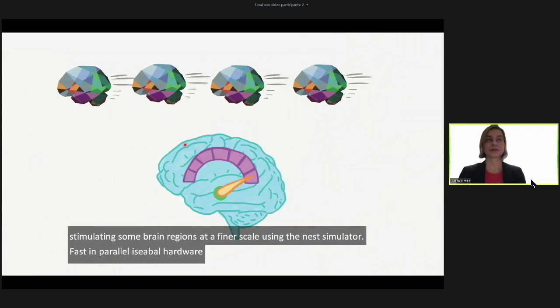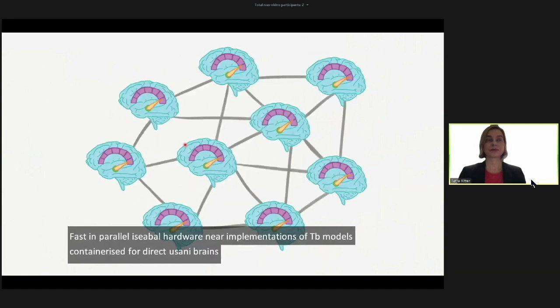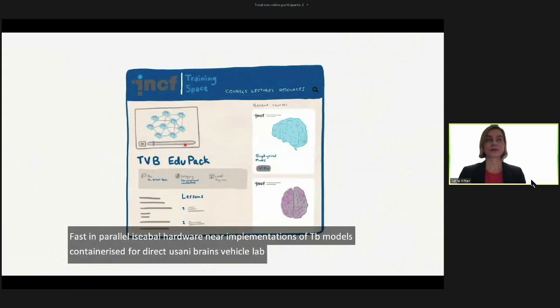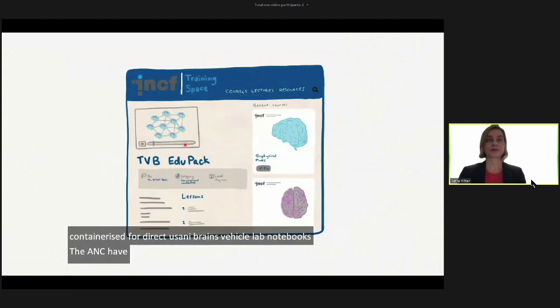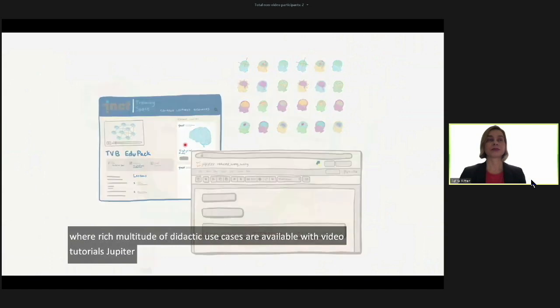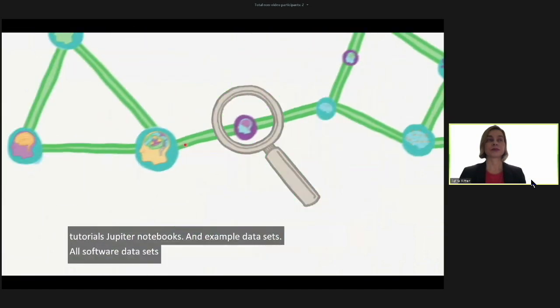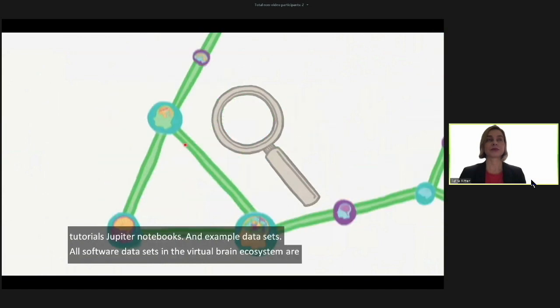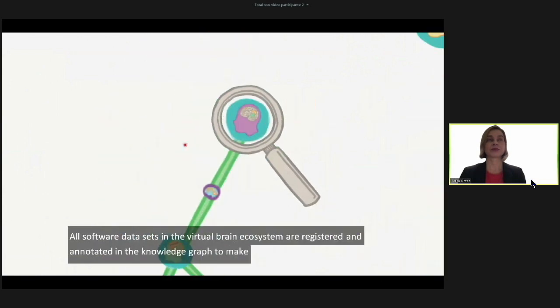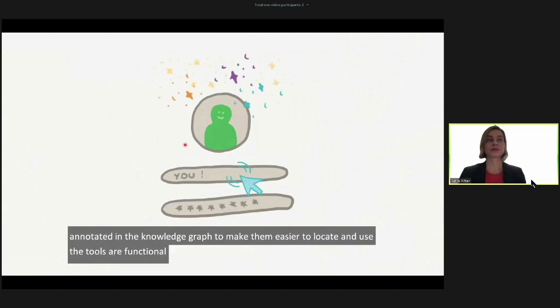TVB models, containerized for direct use on EBRAINS via Collab notebooks, the INCF training space, with a dedicated area for the Virtual Brain, where a rich multitude of didactic use cases are available with video tutorials, Jupyter Notebooks, and example datasets. All software and datasets in the Virtual Brain ecosystem are registered and annotated in the knowledge graph to make them easier to locate and use. The tools are functional and ready to use, and you can be the next user.